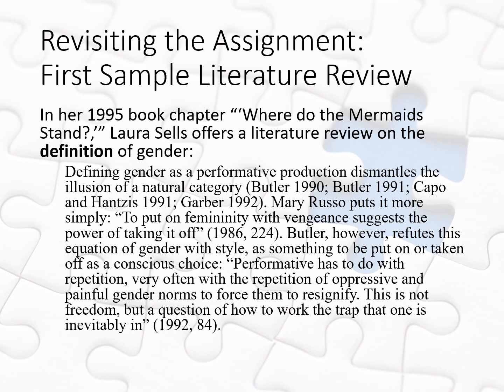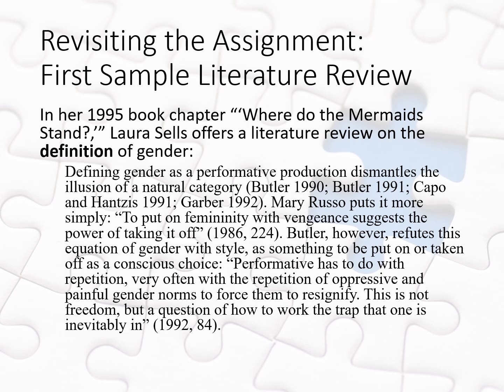So Sells, when she was writing this, turned to the experts in the field. We start out with a nice main idea: defining gender as a performative production dismantles the illusion of natural category. This is the overarching theme of this paragraph, the main idea topic sentence that everything else that follows will be underneath. It's also a cited main idea, which is a really cool advanced move. We'll talk more about that on the next slide, how you don't necessarily have to, but here she's actually synthesizing four sources, one from Butler from 1990, one from Butler from 1991, one from Cappo and Hansis, and one from Garber to say this one overarching idea.